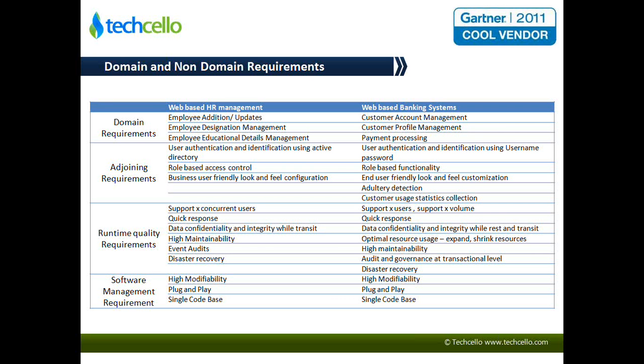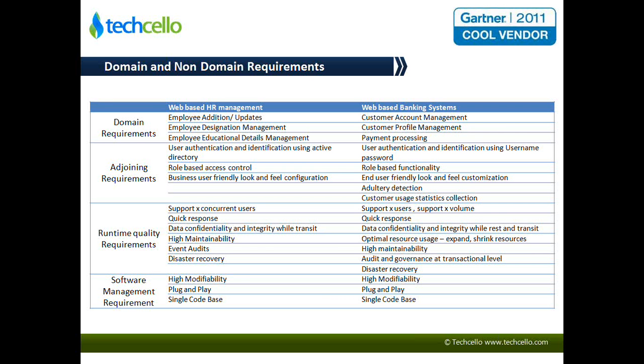User-friendly look and feel. Now these are not the actual functionality itself, right? But these functionalities are required in order to be able to operate on the domain requirements, right? Similarly, the runtime quality requirements, like supporting X concurrent users, right? You may want to support an HR system, which will probably require a lower level of concurrency compared to a banking system, where the concurrency is going to be pretty high, right?